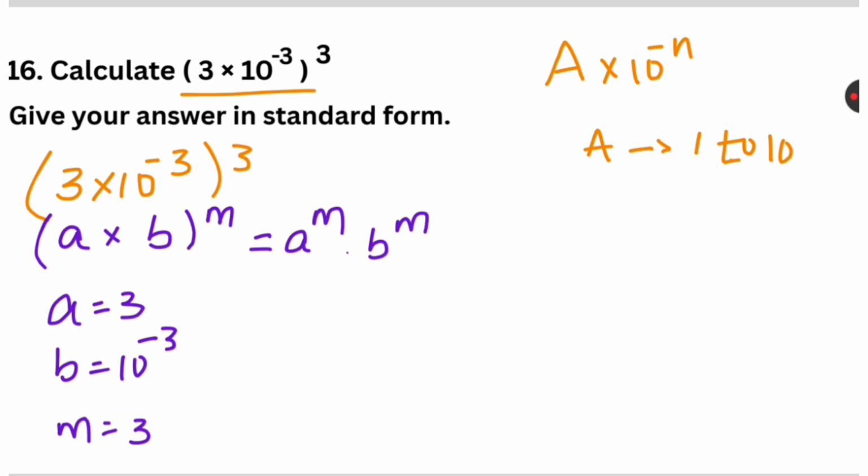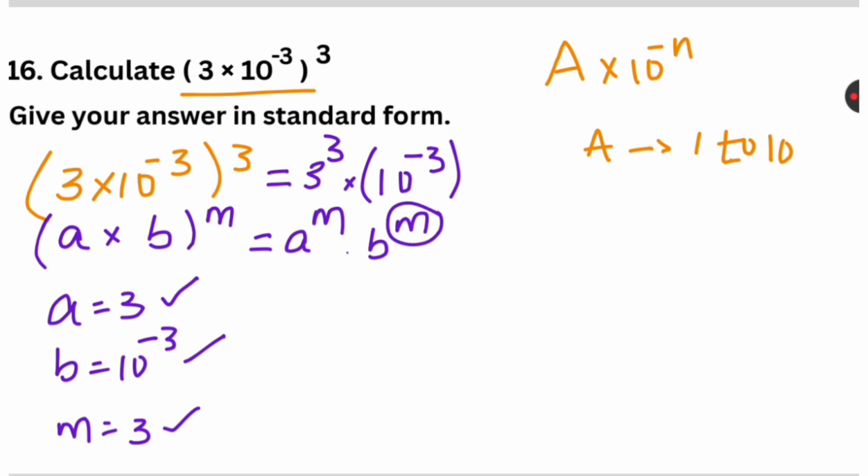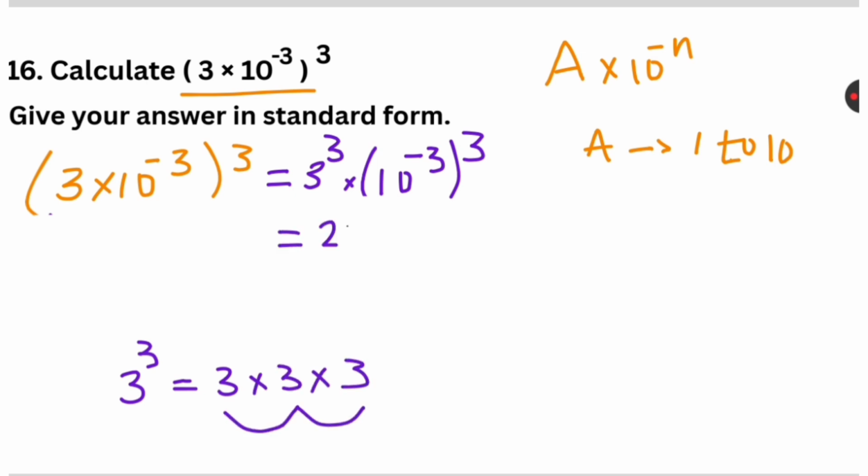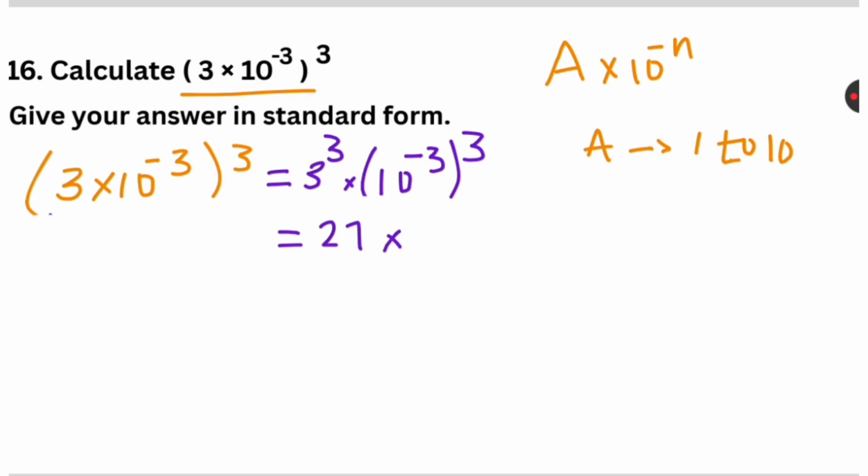So using this rule, we can write this as a raised to power of m, where a is 3, m also 3. That is 3 raised to power of 3 times, what is b? 10 raised to power of minus 3, whole raised to power of m, m is 3. Now 3 raised to power of 3 means you have to multiply 3 three times, isn't it? 3 times 3 is 9, 9 times 3 is 27. So 27 times 10 raised to power of minus 3, whole raised to power of 3.